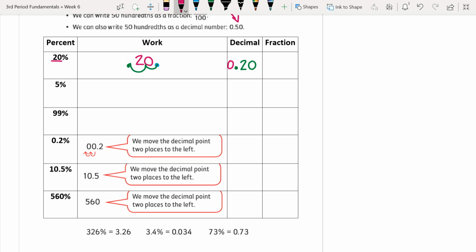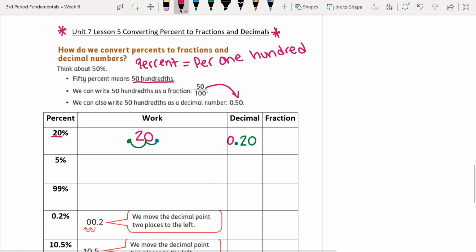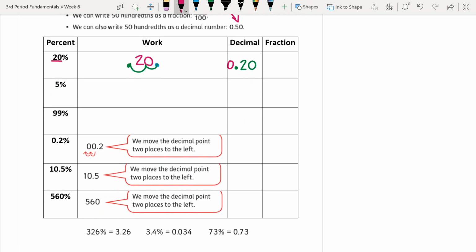Now the fraction is the easy part because we're starting originally with a percent. And a percent, like I kind of rewrote up here, is per 100. To make it a fraction, we take the number from our percent, so that's a 20. That goes on the top part of a fraction over 100. And it's always going to be 100 if I start with a percent, because a percent is per 100.